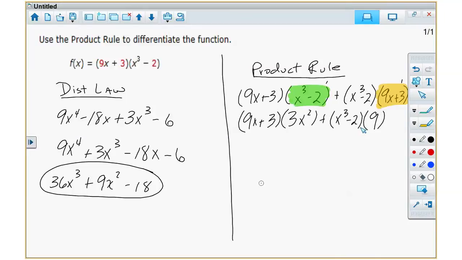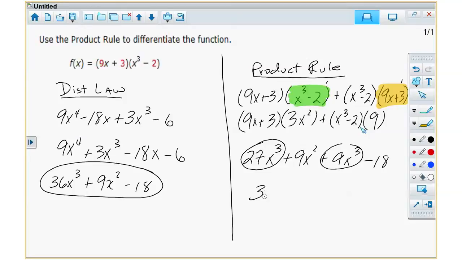And distribute this, we get 27x cubed plus 9x squared plus 9x cubed minus 18. Got some similar terms there. So 27 plus 9 is 36, isn't it? Look at that. Plus 9x squared minus 18. Is it the same? Yeah.